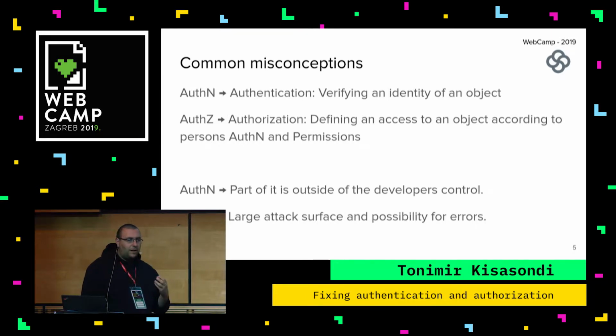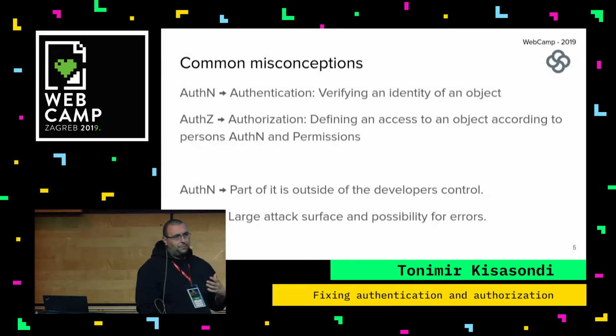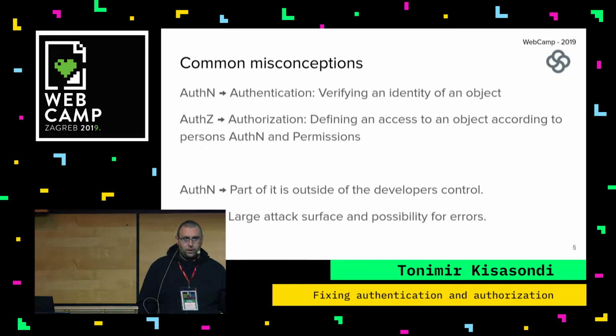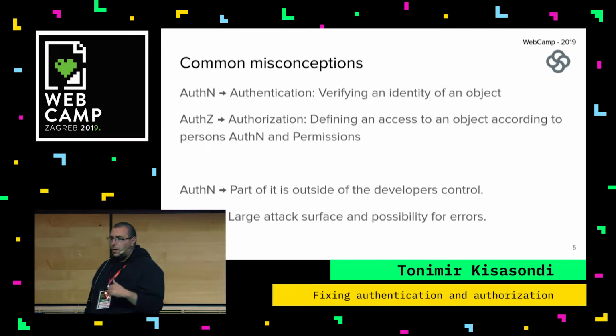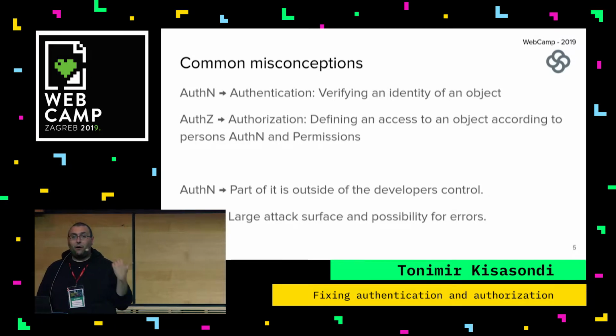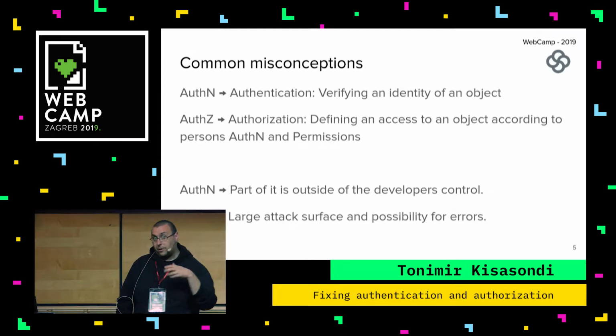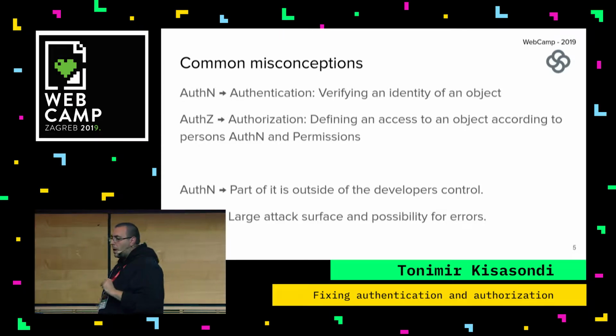So authentication is verifying the identity of the object. Is this the user, is this API endpoint the real one we're talking with? Authorization is defining access to an object according to somebody's authentication. That means, can this person access this object or this endpoint? Does he have the privileges to do so?